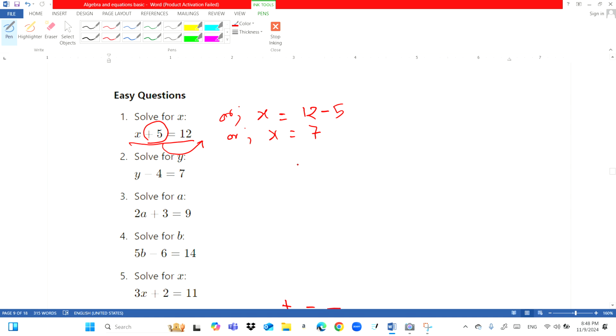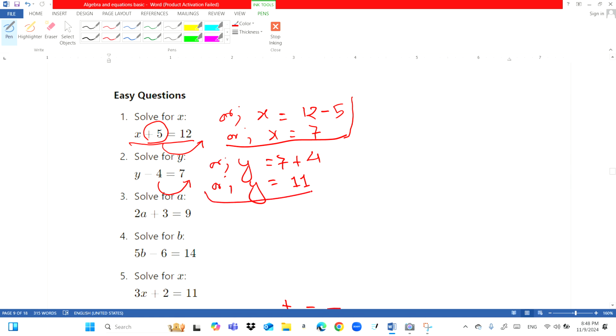That is our answer. Let's talk about number two. We have y minus 4 equals 7. So this minus 4 will go this side and become plus 4. So we can write 7 plus 4 according to our concept that minus goes that side and becomes plus. So we have 11. This is the answer for number 2.